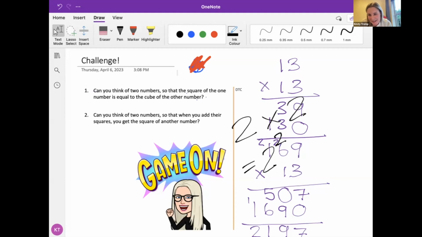Ma'am, is it 9? Can it be 9? Let's see. So 9 squared gives me, what's 9 squared? My brain is not working now. I'm so tired. 9 squared is 81. Is the cube of the other number. What's going to be your other number then? It can't be 9, unfortunately. No. Sorry. Okay. Yes, ma'am.